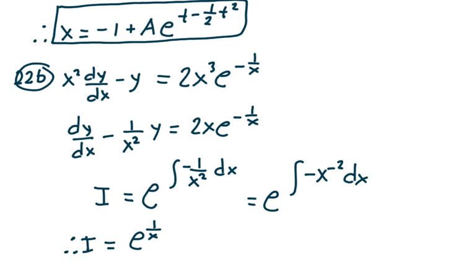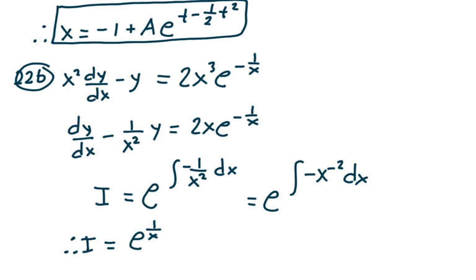22b. x squared dy/dx minus y is equal to 2x cubed e to the negative 1 over x. Now, this is a first order linear differential equation. And so what I need to do to solve this is divide through by x squared. So dy/dx minus 1 over x squared y is equal to 2x e to the negative 1 over x.